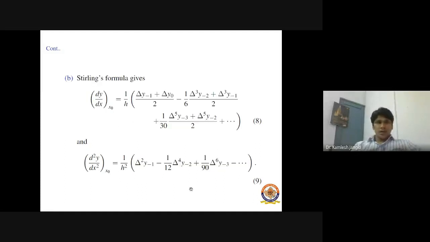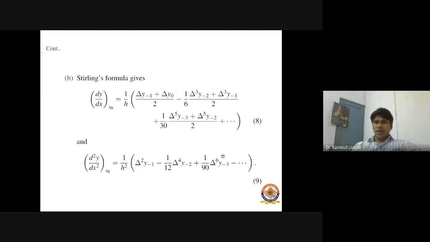Similarly, if we are interested to find the derivative at the center points, near the center point, we use Stirling's formula for this, and the first derivative at x equals x0 is given by this relation.